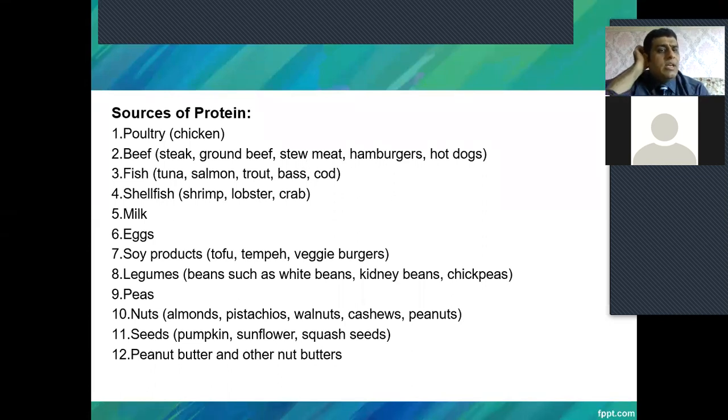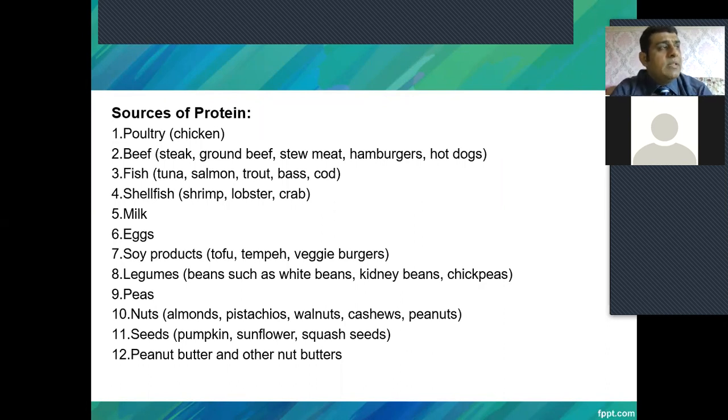So what are the sources of protein? Sources of protein can be beef, chicken, white meat, eggs, dairy products, milk, and soya products. Some vegetables are also rich in protein. Sometimes peas, nuts and seeds, such as sunflower seeds, are there. Then peanut butter or other butters also have protein inside.